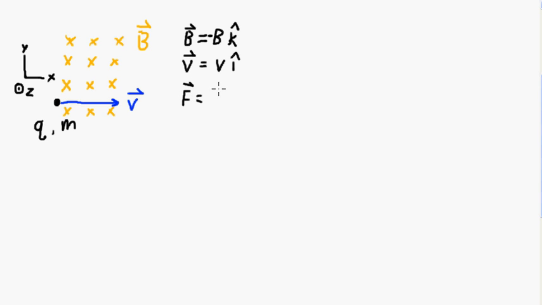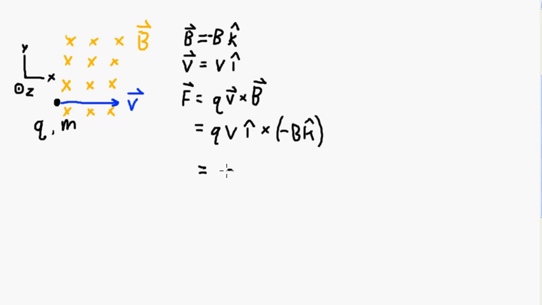The force is our usual equation for magnetic force, qv cross B, which equals q v i hat crossed with negative B k hat. We take the scalars together, so this equals q v B times i hat crossed with negative k hat.